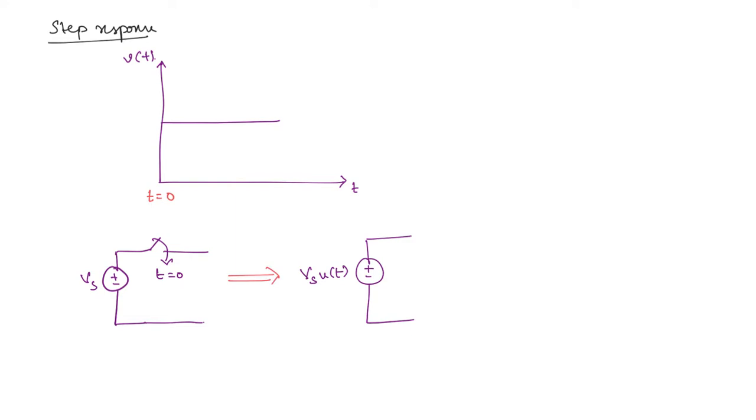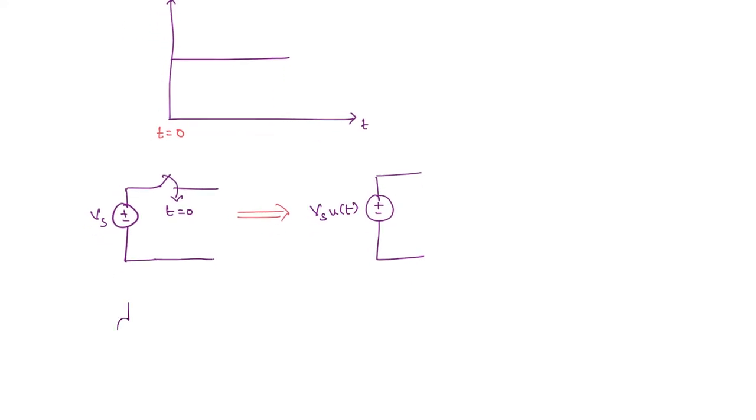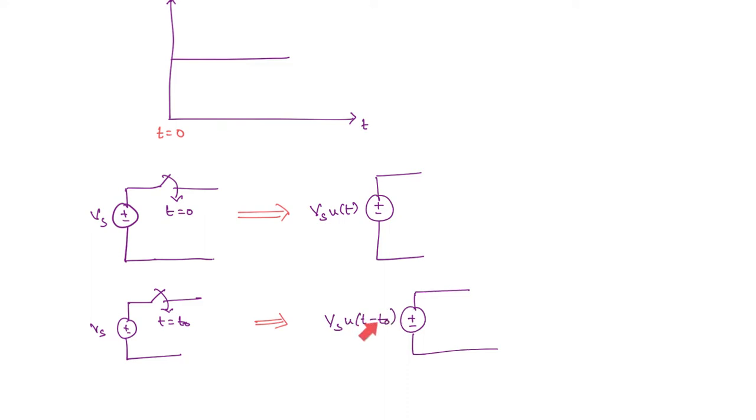Now what if the switch is closed at a different instant of time? That means you have Vs and the switch is being closed at some t equal to t naught time. Then what will you do? You will just write a time shifted step response. Okay. So Vs u of t minus t naught. T minus t naught means the signal will be shifted by t naught to the right side.